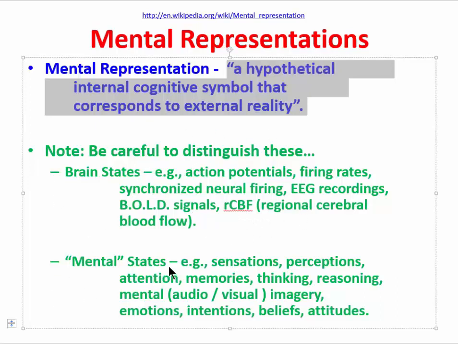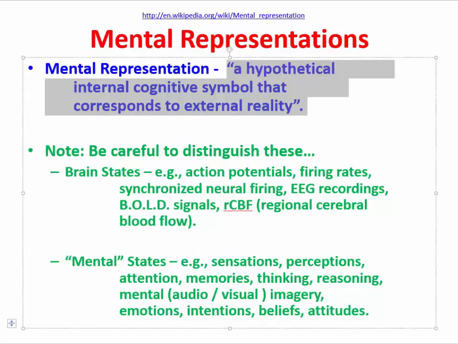Here we have a list of mental states, and these include such things as sensations and perceptions, attention, memories, thinking, reasoning, mental imagery, and that could be audio imagery or visual imagery, and emotions, intentions, beliefs, and attitudes. These mental states, which some people will refer to as psychological states, arise presumably from underlying brain states. There's an important correspondence between these two levels of analysis, but they are in fact distinct levels of analysis. Sometimes when we're speaking of one, we might accidentally slip into the language of the other, and we want to caution against that. Okay, with that caution duly noted, why don't we move on to talk a little bit more about representations.